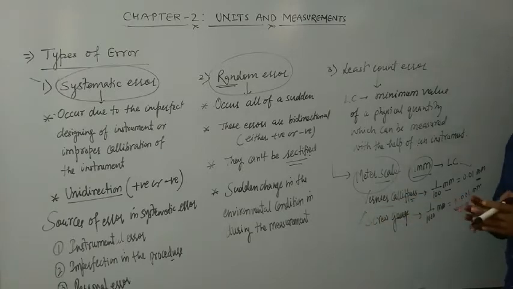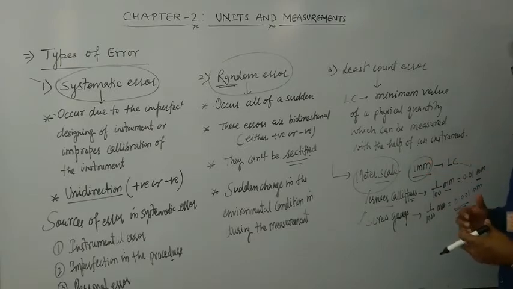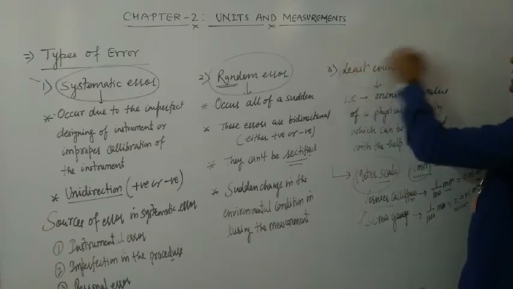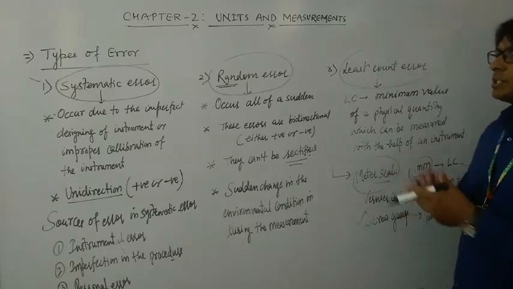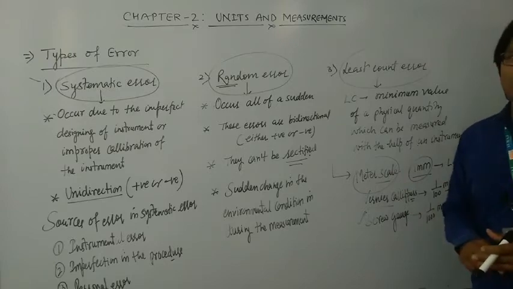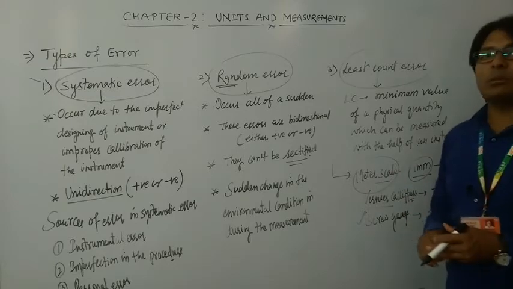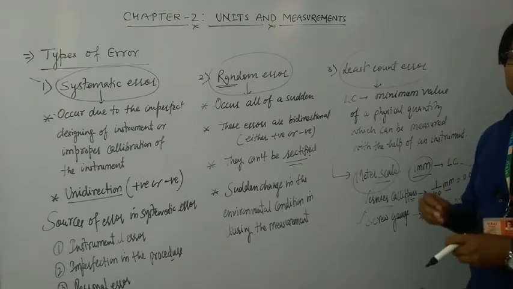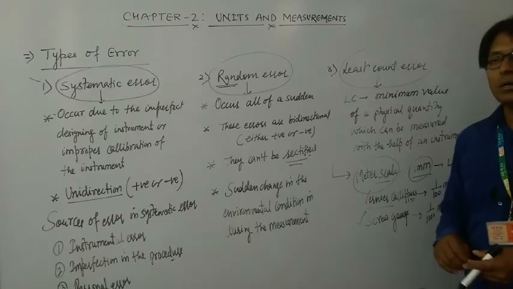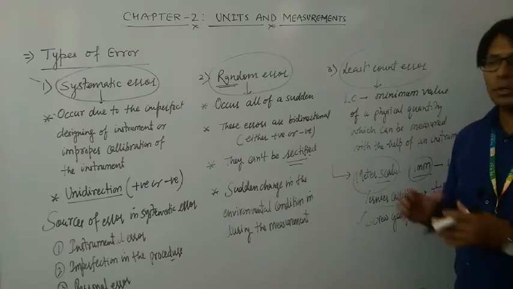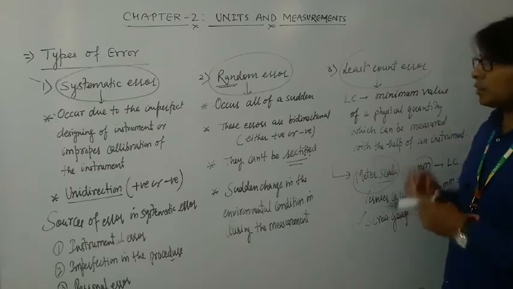Any instrument has its own limitation beyond which it cannot measure that quantity. So the error which occurs due to the resolution or least count of that instrument is known as least count error. These are the types of errors and the sources of errors we have discussed in this topic. Now we are going to discuss some other types of errors known as absolute error, relative error, and percentage error, and thereafter we will try some numerical problems on the topic of errors. So you can note it down for a while.